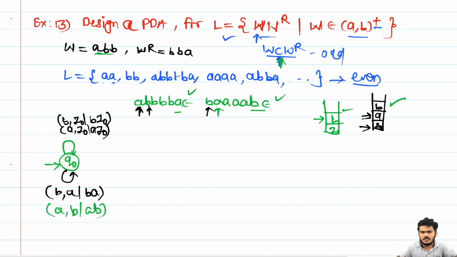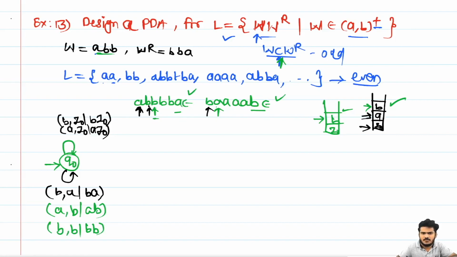Now next, the input is B and the top of the stack is also B. So here we have to assume two ways. If I assume the center has not come, meaning the W string is not over, then I will push that alphabet into the stack. So B occurred and B is the top of the stack, so I will push that B into the stack when the center has not come.